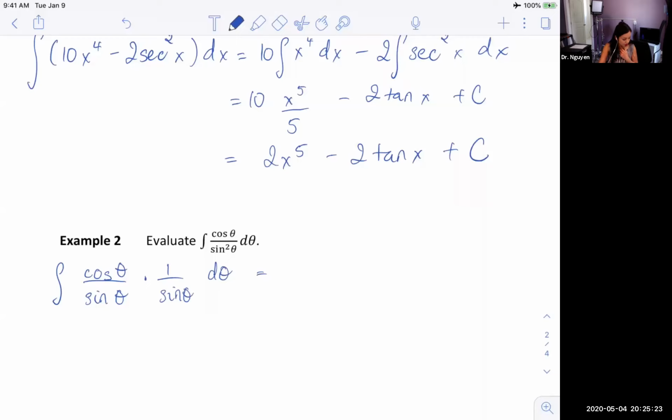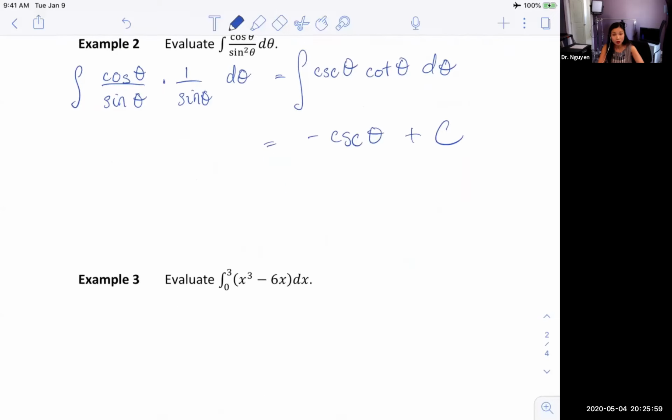Then you can see that 1 over sine theta is cosecant, and cosine over sine is cotangent. If you take the antiderivative of that one, we will get negative cosecant theta plus c. Make sure you simplify the problem before you proceed.